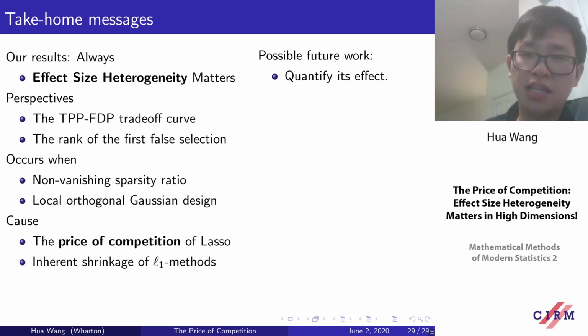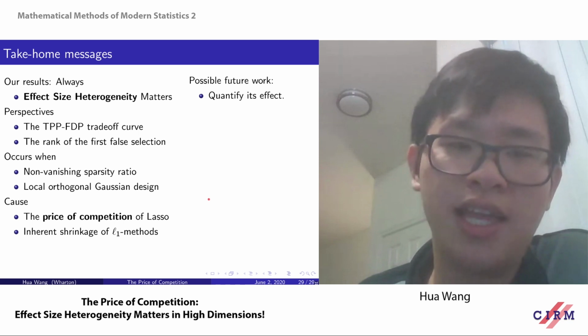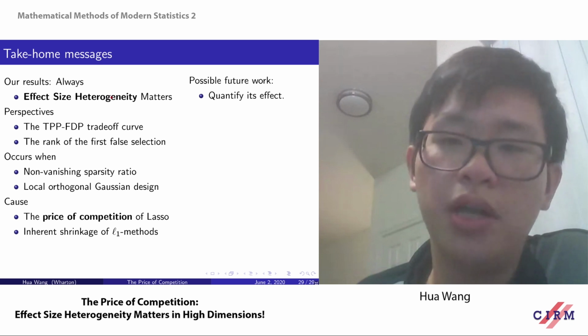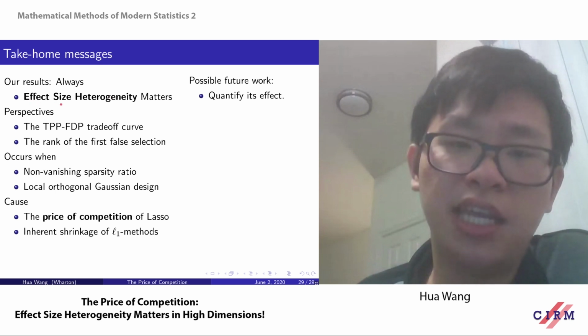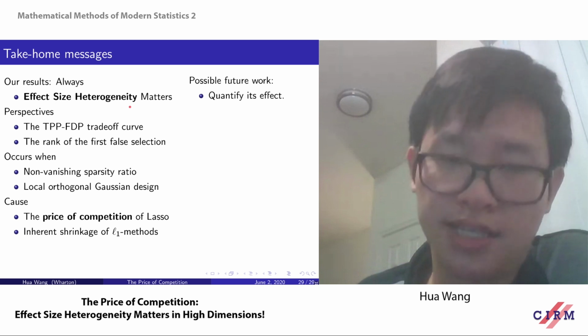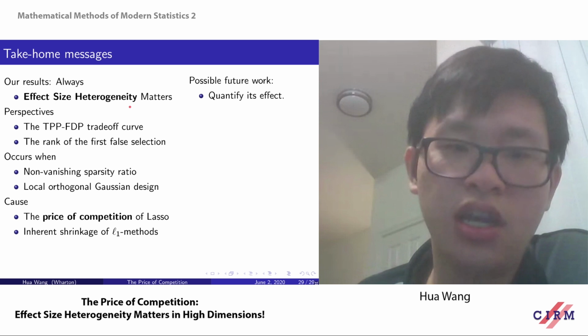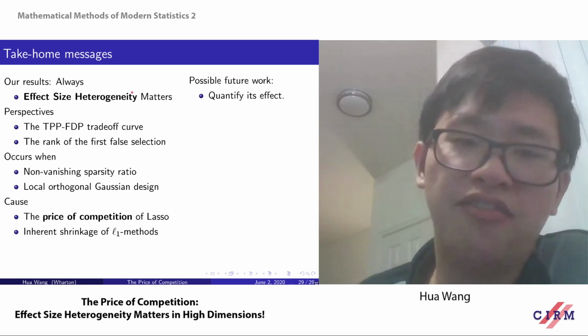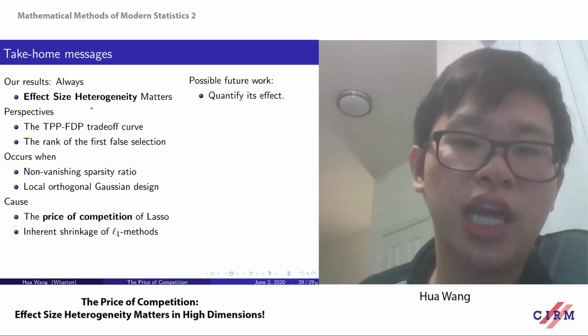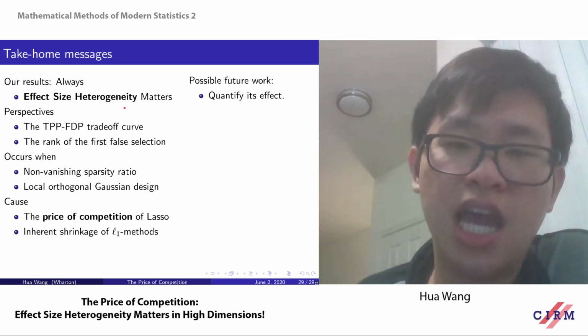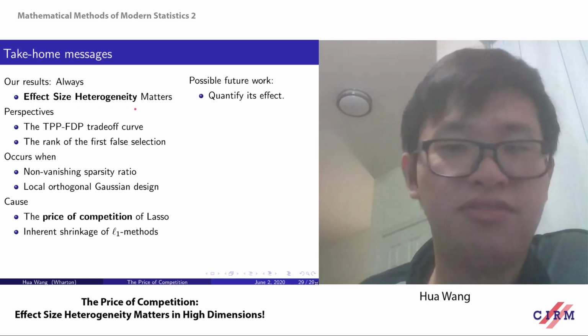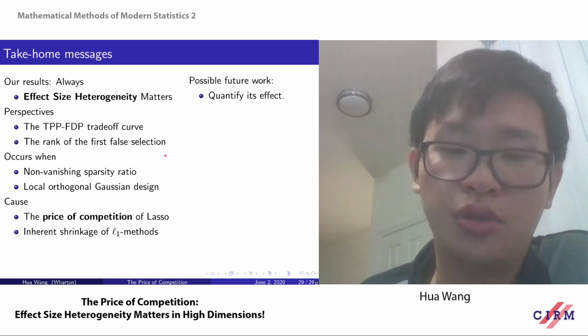Given those discoveries, we have some possible future work. The first and foremost one is that, recalling the noisy simulation, we see that the effect size heterogeneity and the signal-to-noise ratio both decide the hardness of model selection. So how do we mathematically quantify this effect size heterogeneity? How do we quantify its effect on deciding the hardness of model selection? We actually don't know.